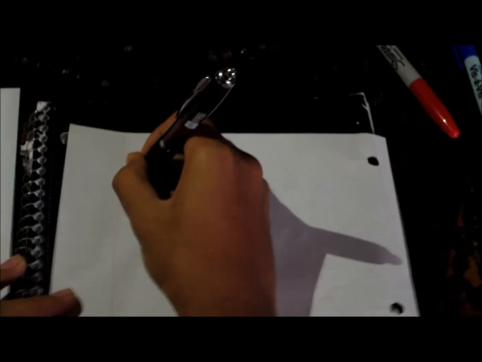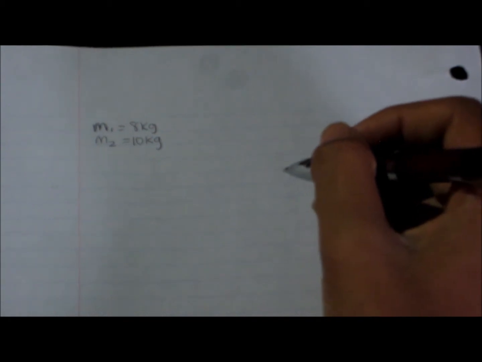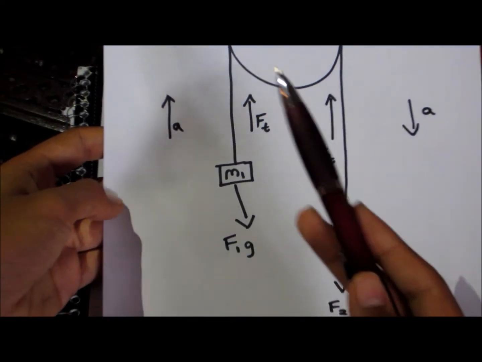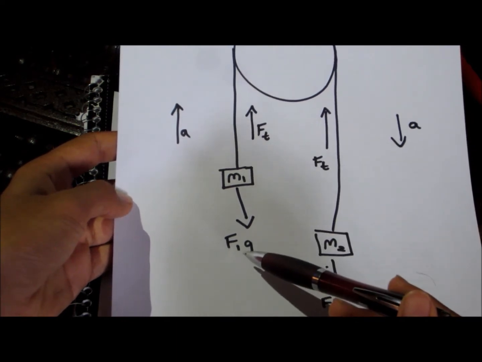So now that we have our free body diagram, we can begin to solve the problem. First of all, I'm just going to write down the two givens that we know: m1 equals 8 kilograms and m2 equals 10 kilograms. Next we can use Newton's second law, which is F net equals ma, and that basically means the net sum of all the forces acting on the mass is equal to the mass times the acceleration. Here on mass 1, the net force is going to be the difference between the tension going up and the force of gravity going down.